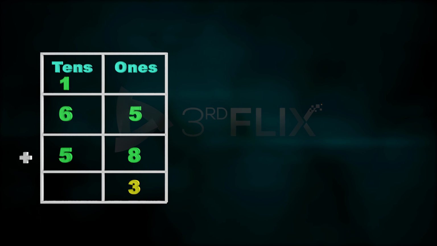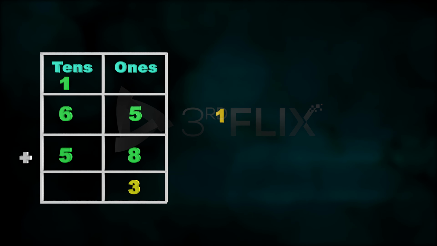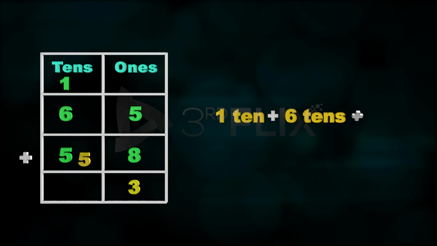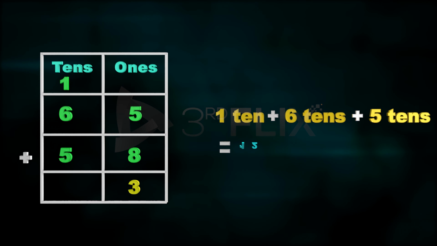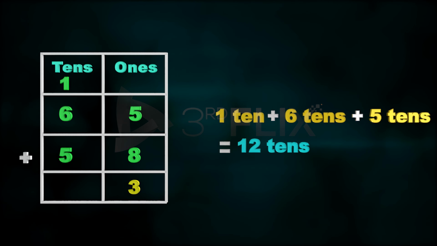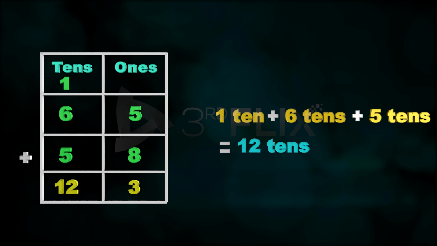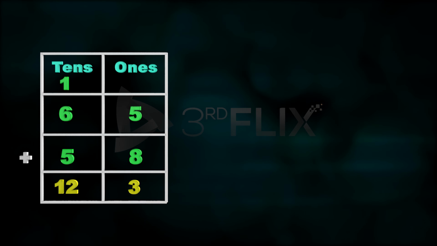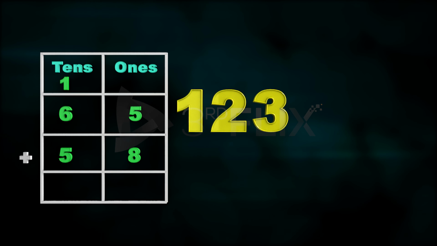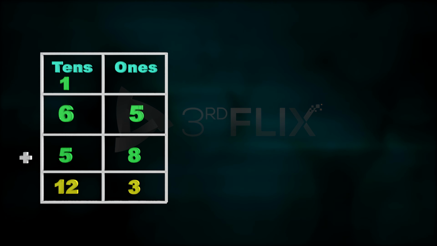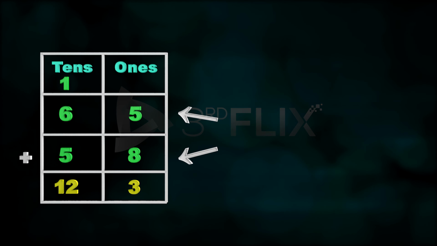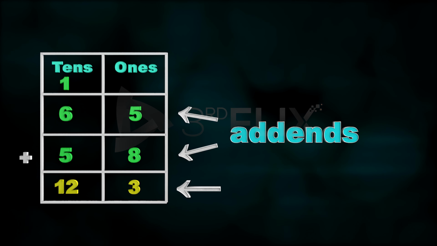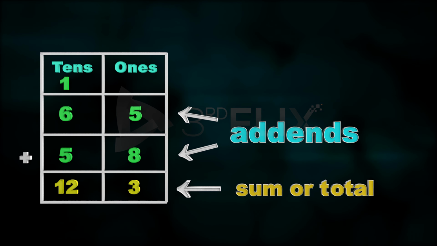Add the digits in the tens place. 1 ten carried over plus 6 tens plus 5 tens is equal to 12 tens. Put 12 in the tens column. The sum of 65 and 58 is 123. 65 and 58 are called addends. 123 is called the sum or total.